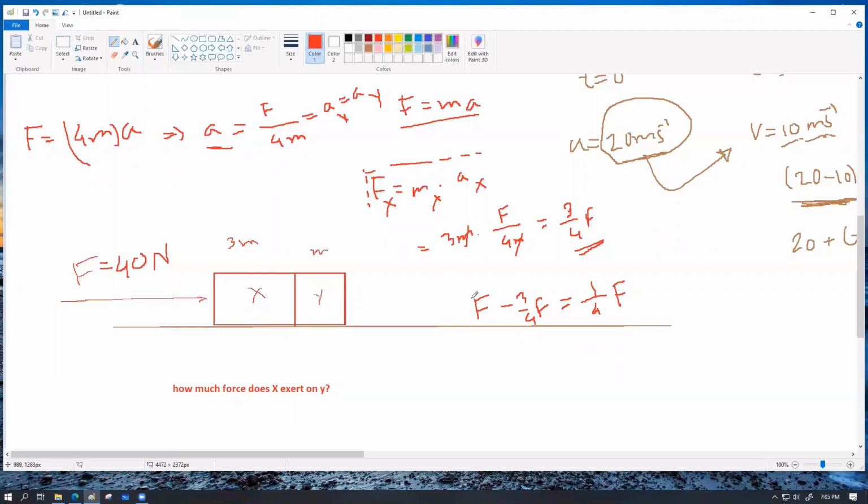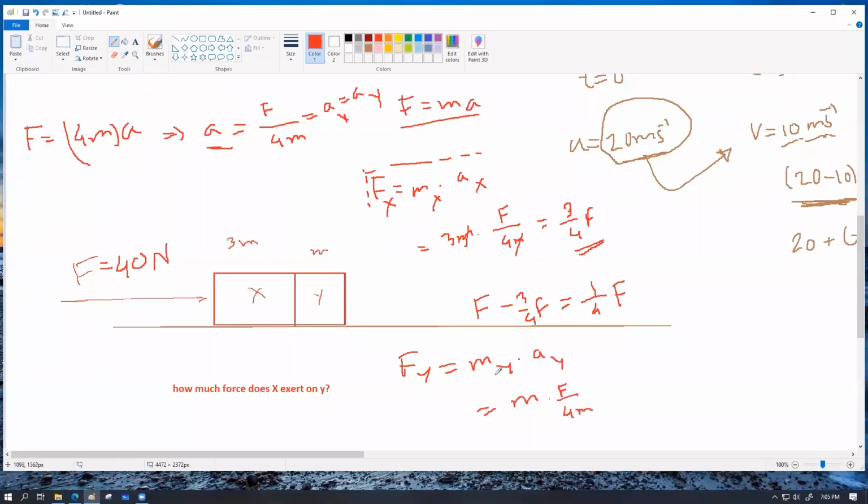Now let's check whether we can get this number from the Fy calculation. Let's do the Fy calculation. Fy equals how much? My into ay, right? If I go ahead and replace the values, My is m, ay is F by 4m.